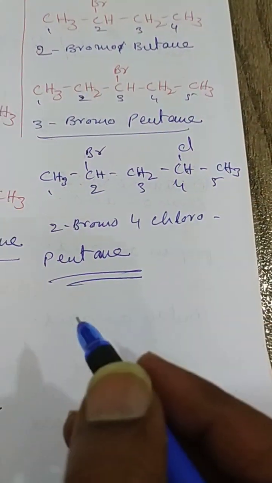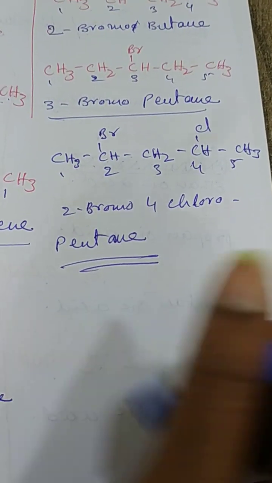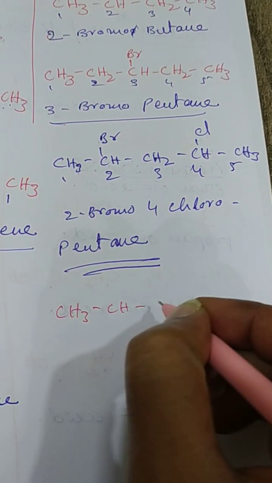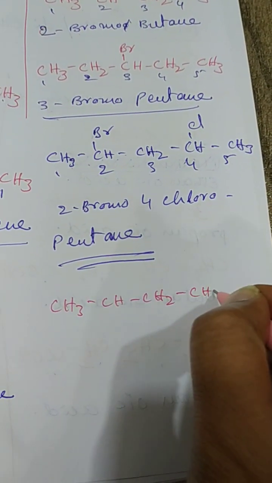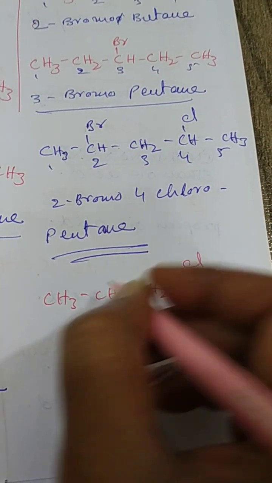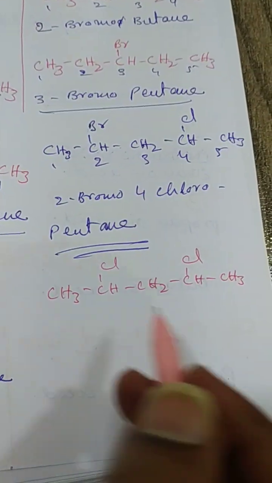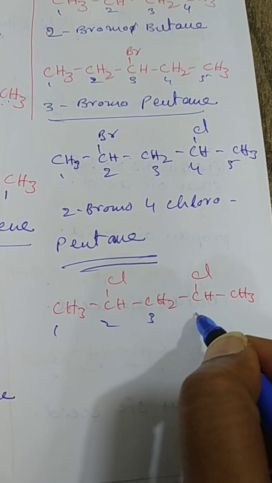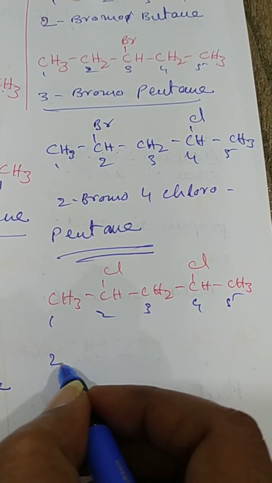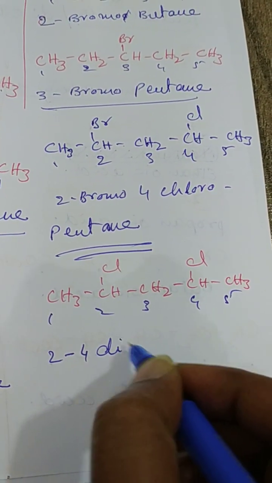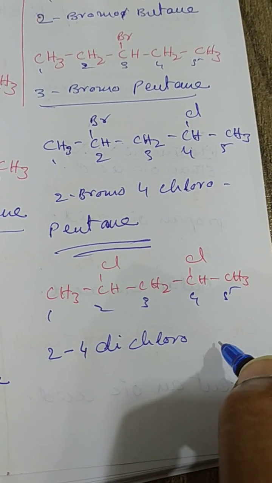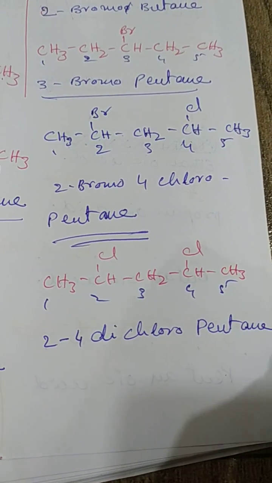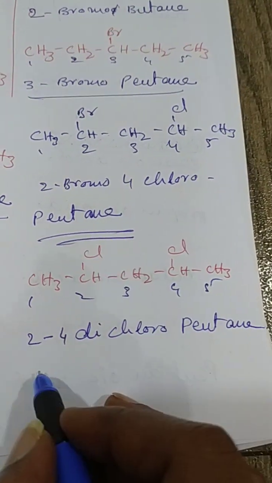2 bromo, 4 chloro, pentane. Sometimes similar groups may come. Let me give the final example. CH3, CH, CH2, chlorine group. Here also a chlorine group. Both are equal groups. Okay. Now you can take numbering from either side. 1, 2, 3, 4, 5. So here 2, 4 dichloro pentane. 2, 4 dichloro pentane.